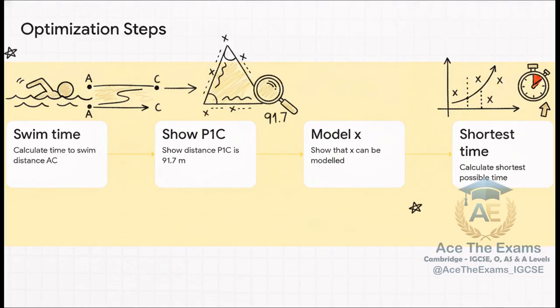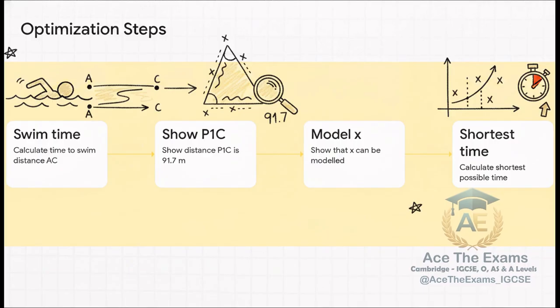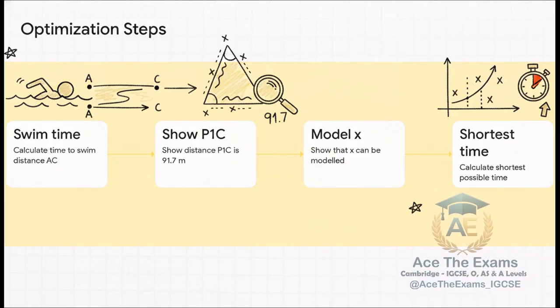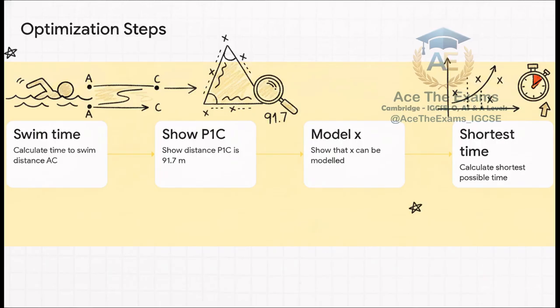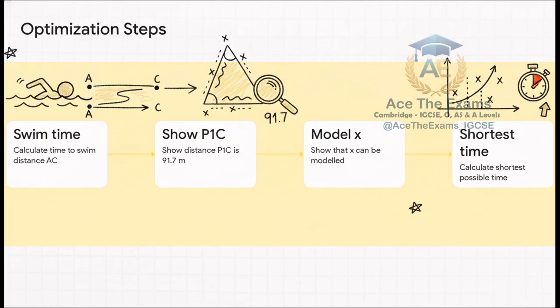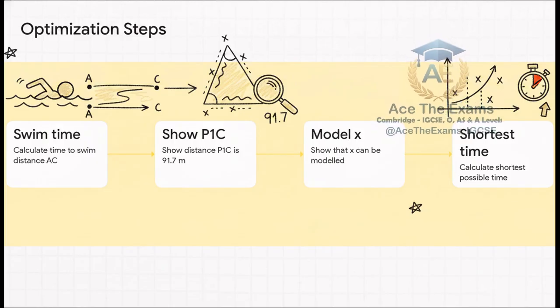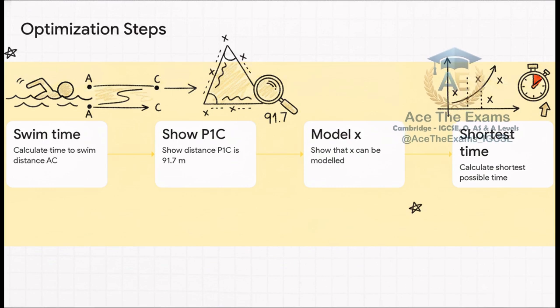We need to walk step by step through the logical progression of this problem. Think of this next part as an interactive workshop segment. Imagine a 60-second timer counting down in your head for a quick data scan. Look at the sequence of required steps. Step 1 is straightforward. Calculate the swim time if they go straight. But step 2, this is critical. The command word used is show. Show that the distance P1C is 91.7 meters.